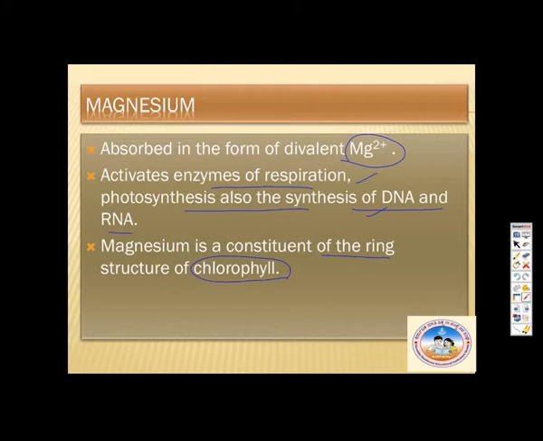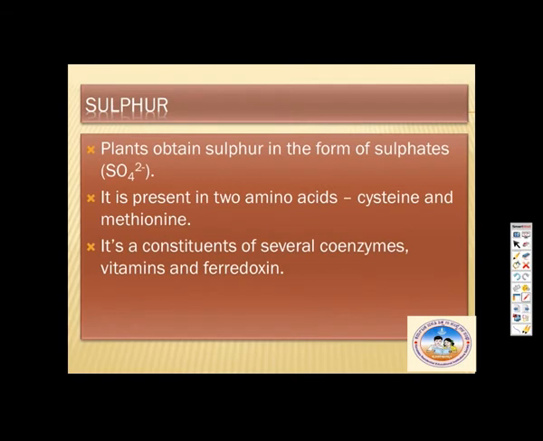Okay, moving ahead. Coming to sulfur. Sulfur is usually taken up in the form of sulfates, that is SO4 2 minus. It is present in two amino acids, cysteine and methionine. It is also a constituent of several coenzymes, like vitamins and ferredoxins. These are the functions of sulfur.